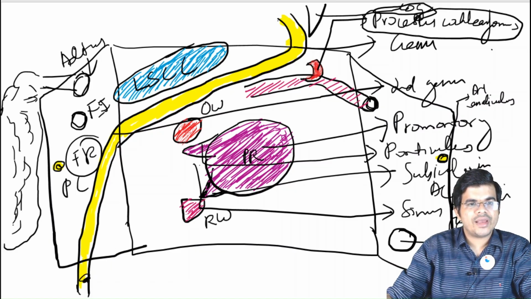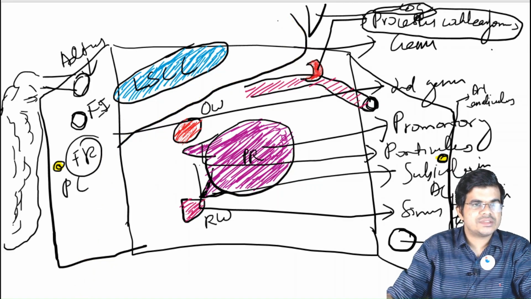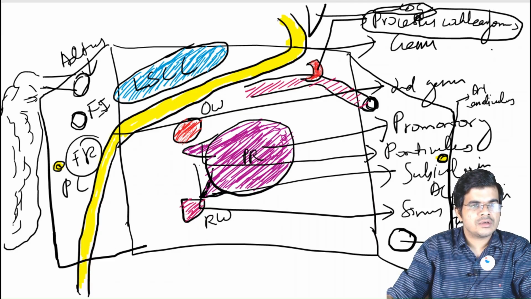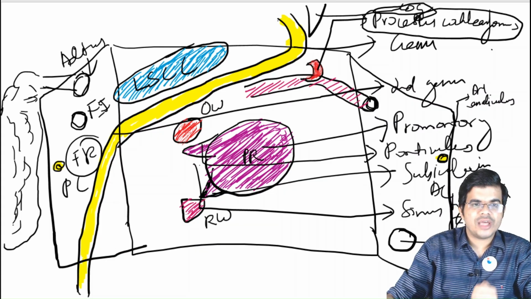The facial nerve is exiting through the stylomastoid foramen, and as it exits, it gives the branch called chorda tympani nerve. And this chorda tympani nerve supplies the anterior two-third of the tongue. Anterior two-third of the tongue.